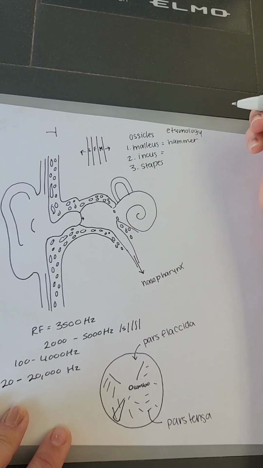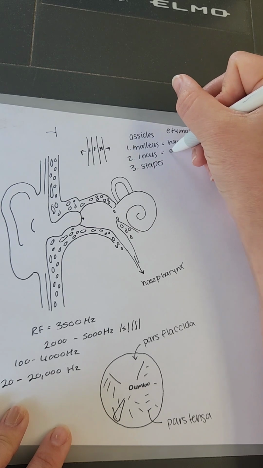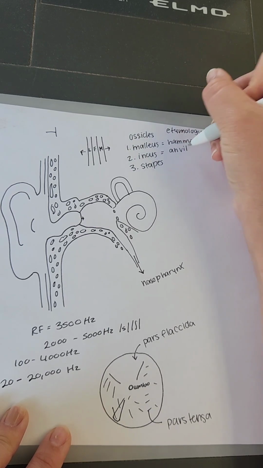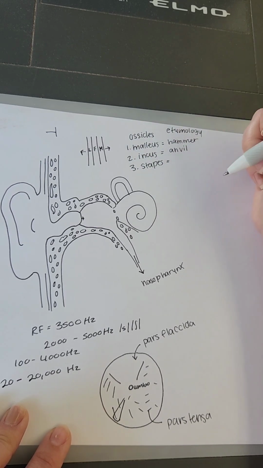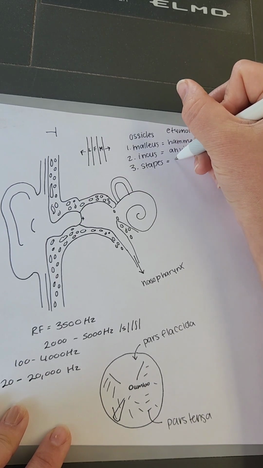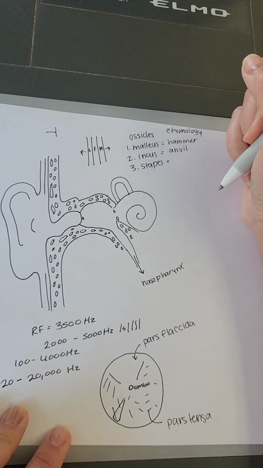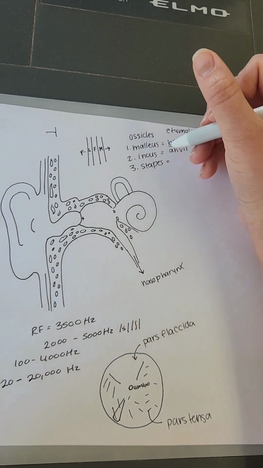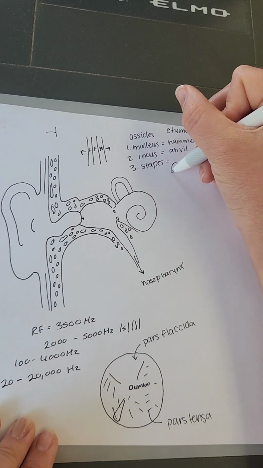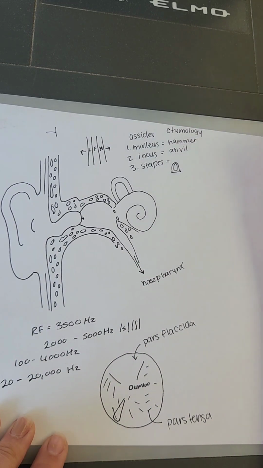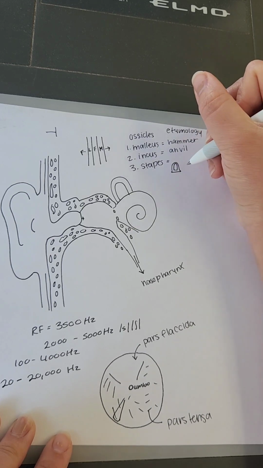Incus etymology is going to be Latin for an anvil. And the etymology for stapes is going to be what do you call it? Not a saddle. I can't say the word. A stirrup.